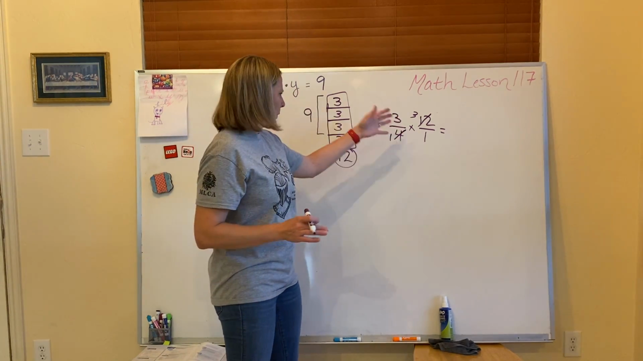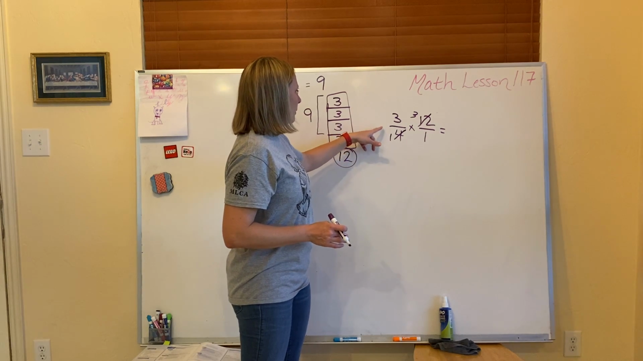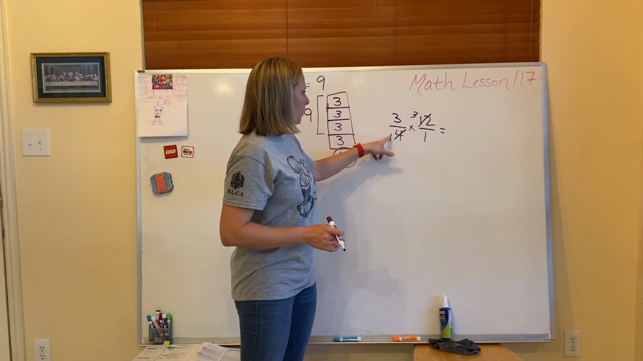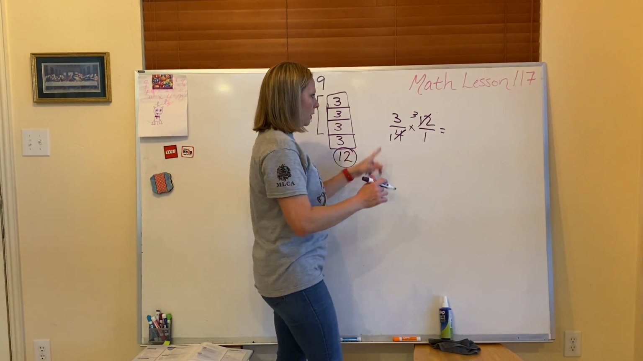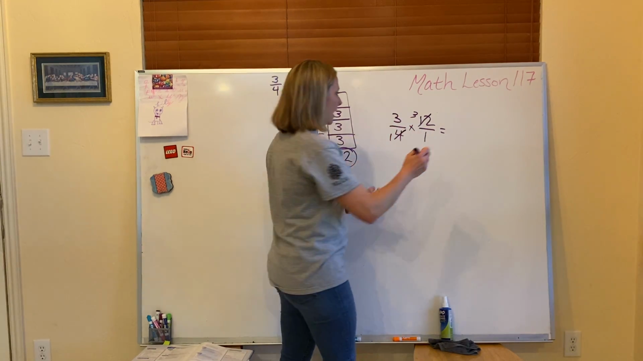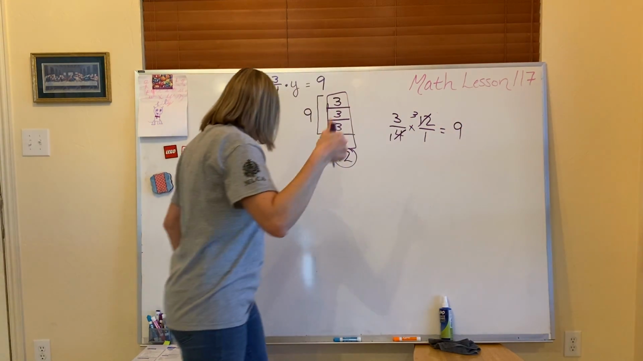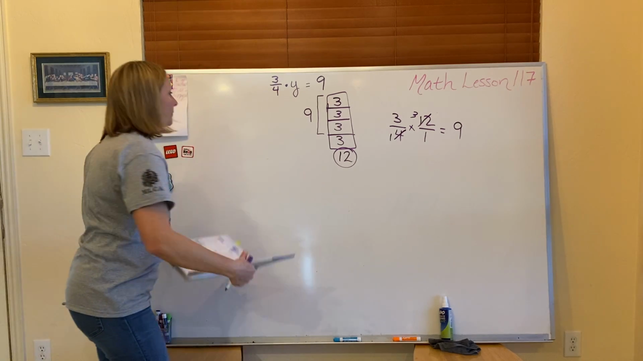Before I left, we were reducing. We reduced. We have 3 over 1 times 3 over 1, which equals 3 times 3 is 9. We came up with the correct answer.